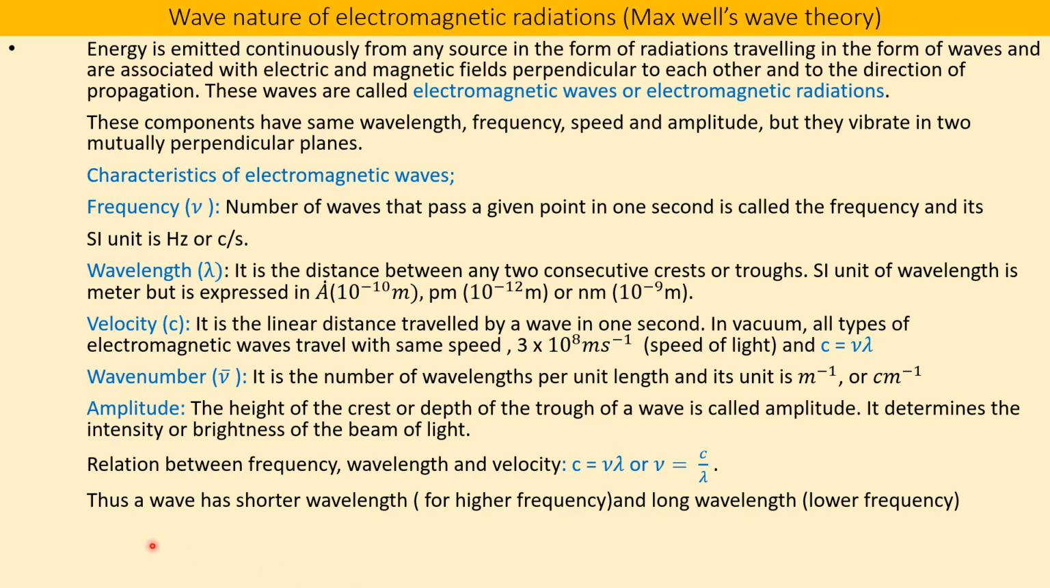The relation between wave number and wavelength can be expressed as nu bar is equal to 1 over lambda. That is, wave number is the reciprocal of wavelength.